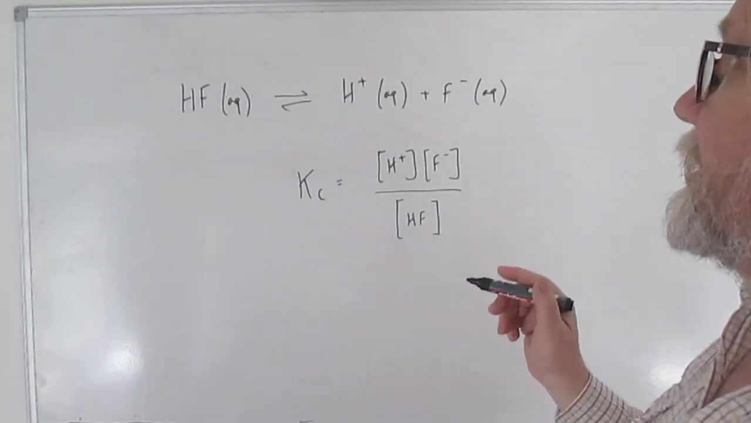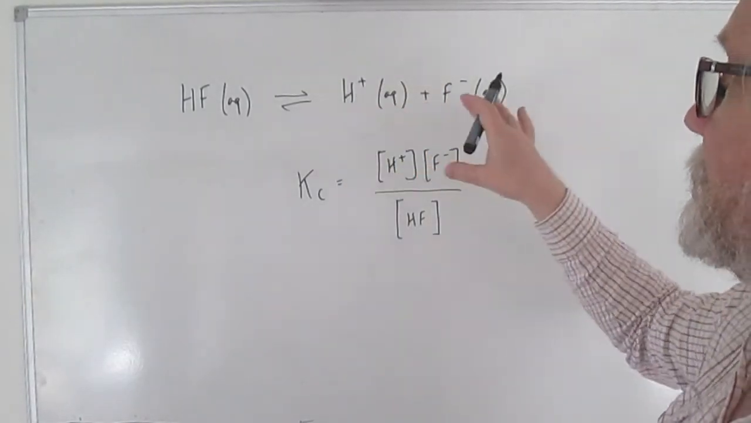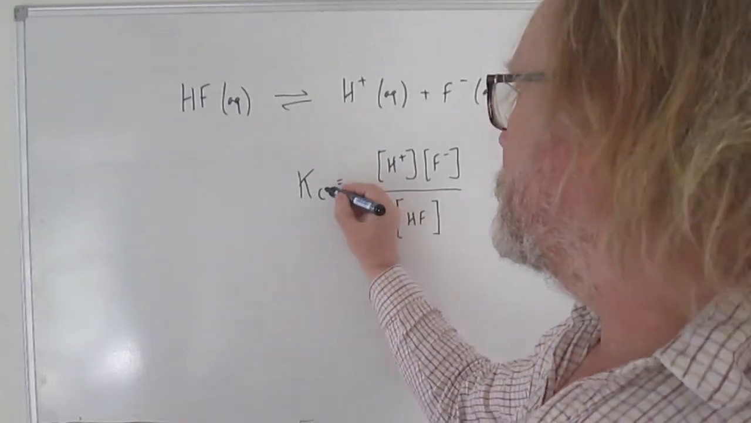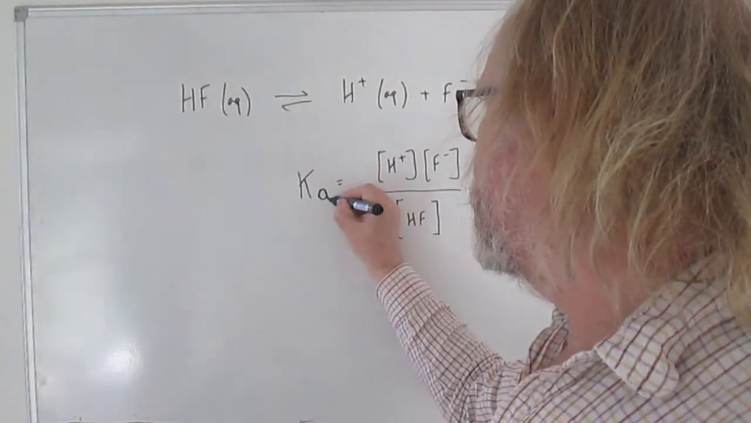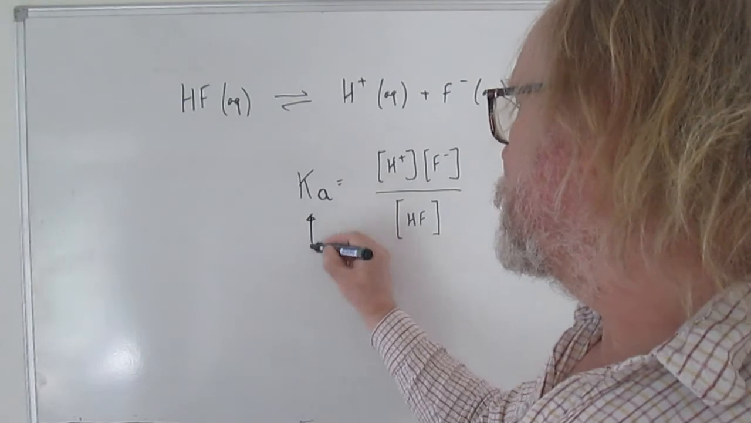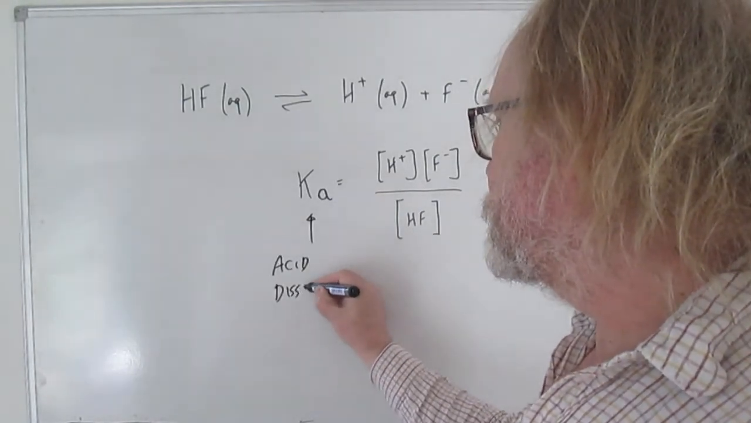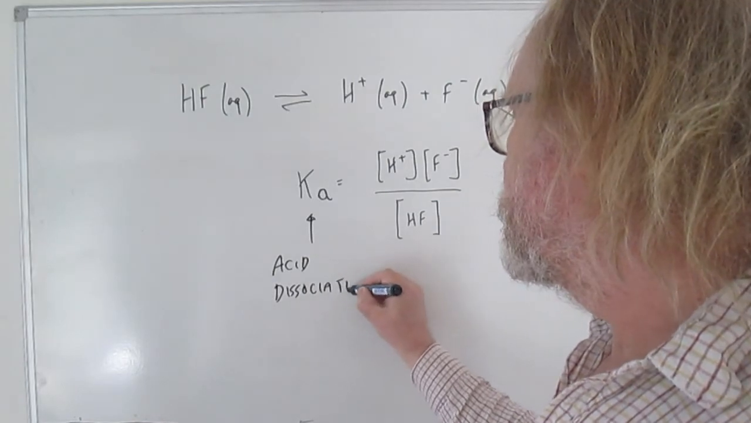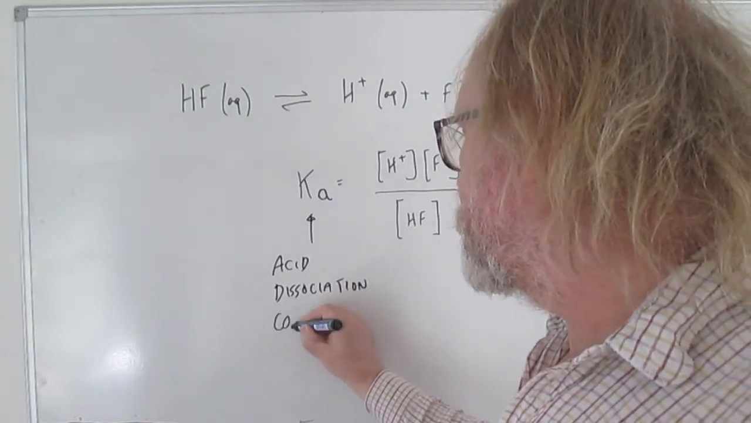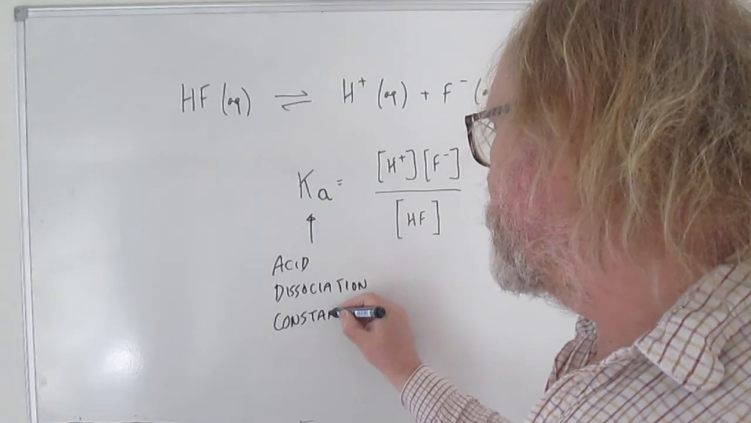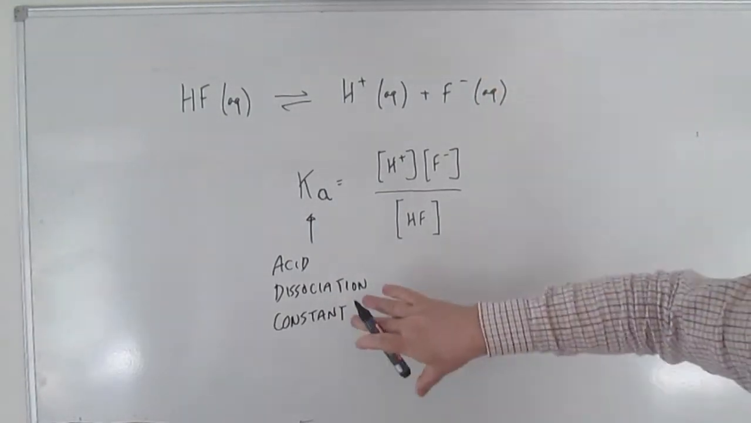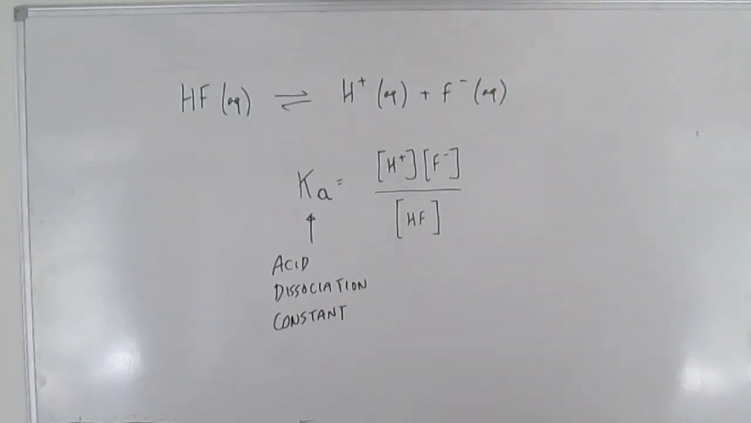when it's an equilibrium constant relating to that specific kind of equilibrium, it gets called Ka, which in words is called the acid dissociation constant. Okay, so it's a very important kind of equilibrium constant, which is why it gets its own name. So you need to recognise what they're talking about if they mention acid dissociation constant.